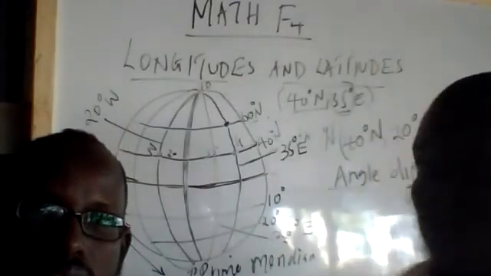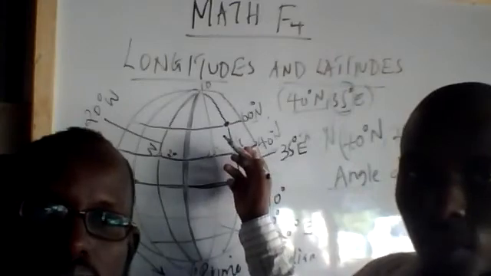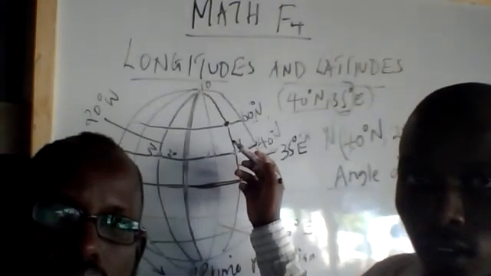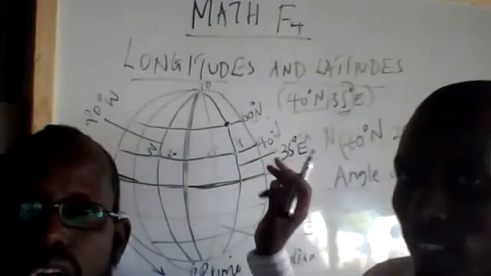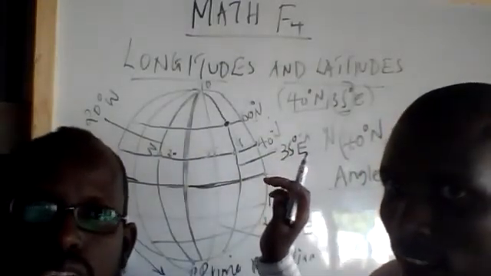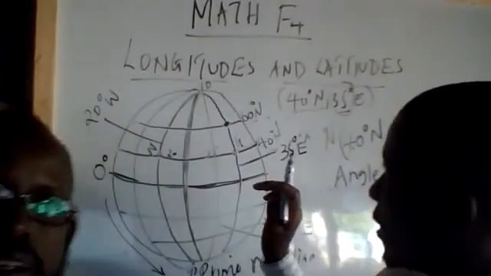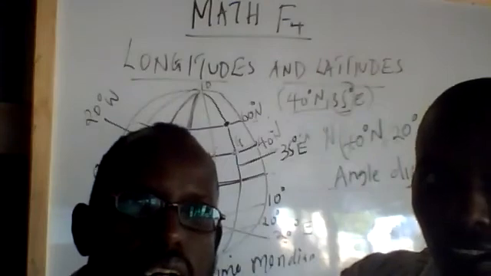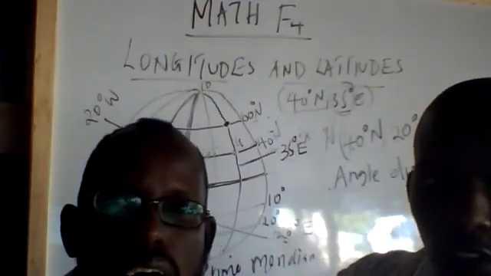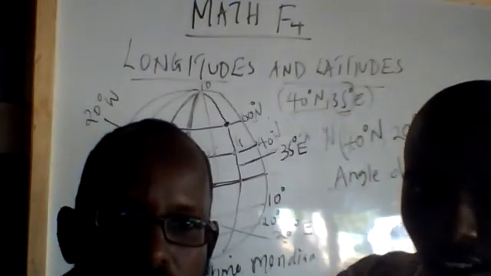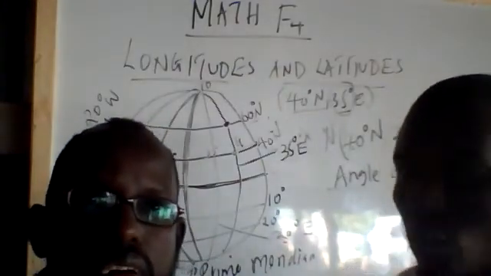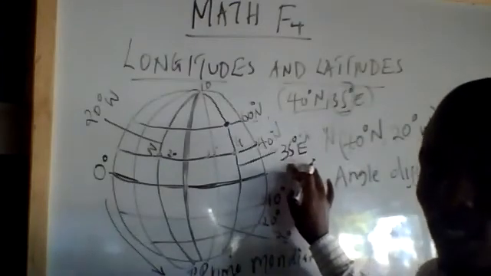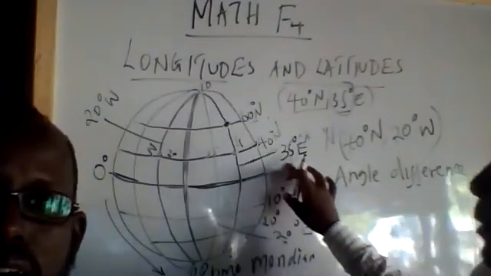Now, can you give me the answer for this? Give me the answer, please. 60 degrees north, 35 degrees east. So it is 60 degrees north, 35 degrees east. That is the answer for that particular point.